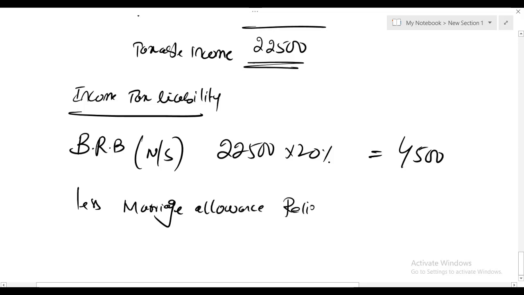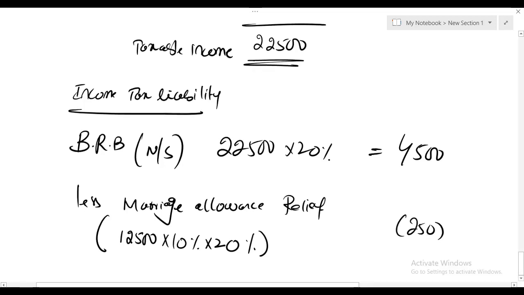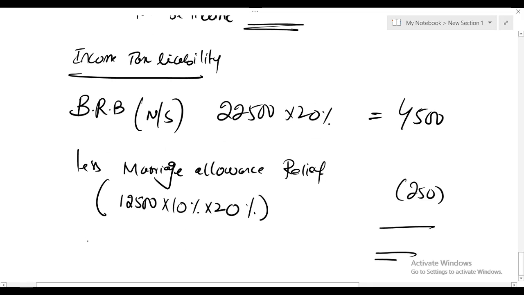relief. How do we calculate marriage allowance relief? Look at this. The personal allowance is 12,500. You have to take 10% of this and then just multiply with 20%. All you need is just deduct marriage allowance relief. Automatically you are going to save the tax. 12,500 into 10% into 20, 250. So actually, income tax liability for Kevin is not 4,500. Income tax liability for Kevin is 4,250.